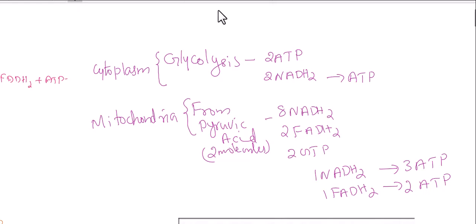So these reduced coenzymes need to be oxidized, and the energy needs to be stored in ATP. Thus the cell can use that energy for the metabolic process. That reaction is the terminal oxidation. What is that? The oxidation of NADH2 and FADH2, which results in the formation of energy rich ATP molecules. That process we can term terminal oxidation.